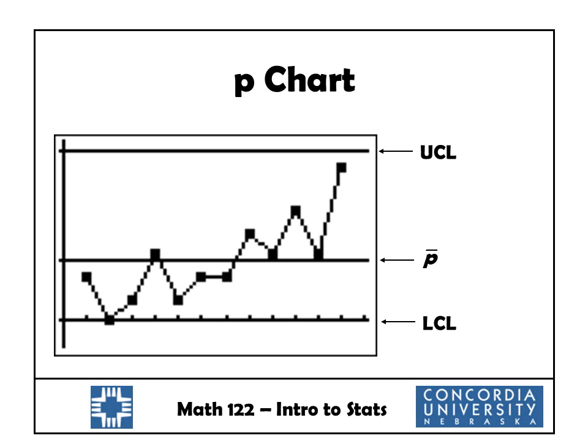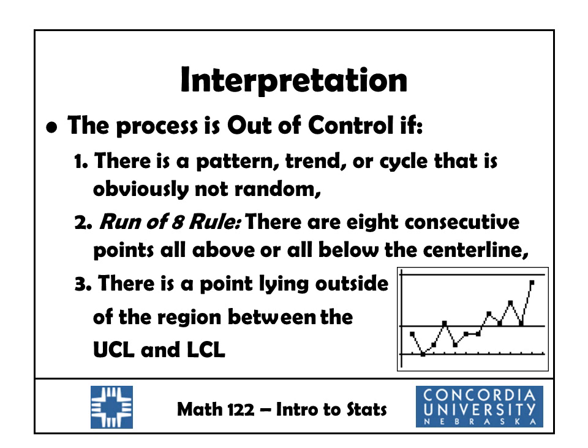Now we analyze this and interpret it using the exact same criteria as we did for the x-bar chart. First of all, the process is out of control if there is a pattern, trend, or cycle that is not random. Well, if we look at our graph in the lower right hand corner, there does appear to be a pattern. It looks like those proportions are increasing.